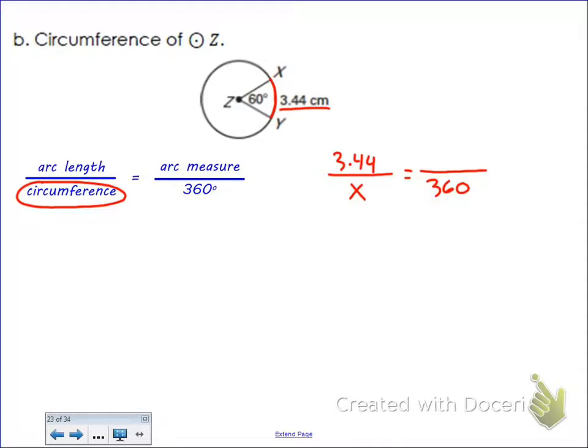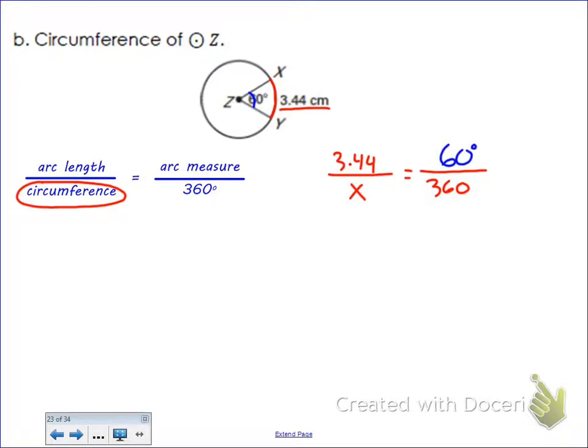The other thing I'm missing is the arc measure. That's the measure of arc XY. Now, we are given the measure of the central angle, XZY, as 60 degrees. And 60 degrees is going to be the same exact measure of arc XY as well. So 60 degrees is going to go on top here. And we've got our proportion.